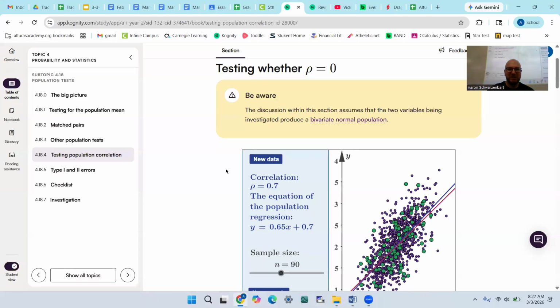Okay, we're going to talk about testing population correlation. Basically, what we're doing is testing: is linear regression actually meaningful? Because you can always make a linear regression. You can linearize nonlinear data, right?